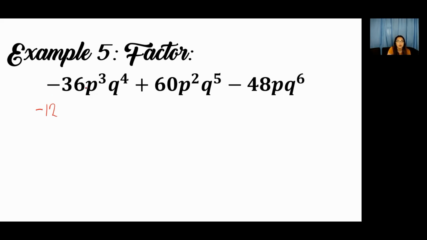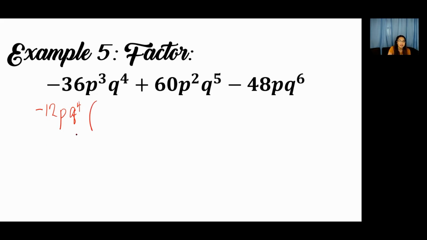And then, when it comes to variables, pareho silang may P, lahat sila may P, lahat sila may Q, kaya lang hanapin natin yung may least exponent. For P, alin ang ating least exponent? So, we have the invisible one or P only. And then for Q, we have to the 4th power, to the 5th power, to the 6th power. So, pinaka-least exponent natin ay to the 4th power.